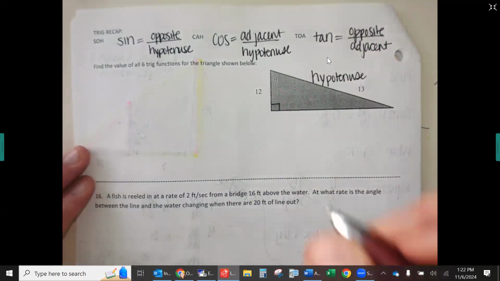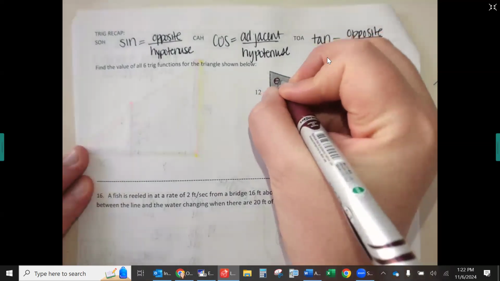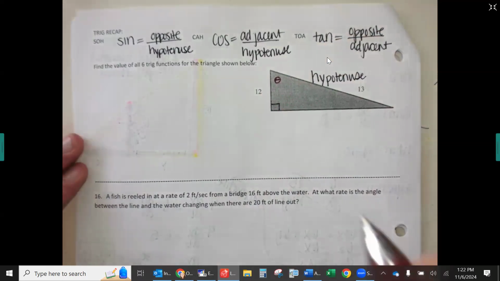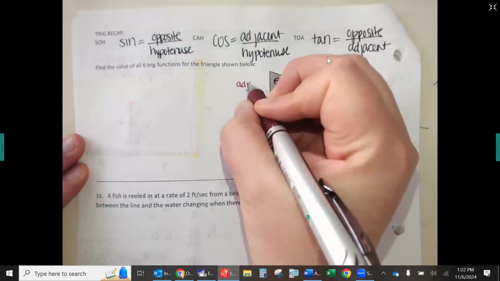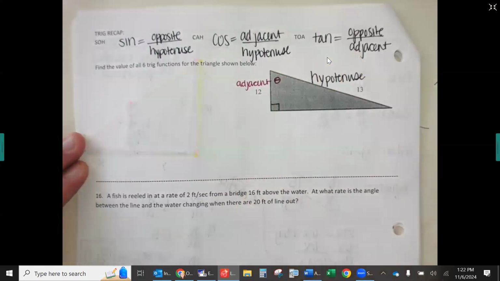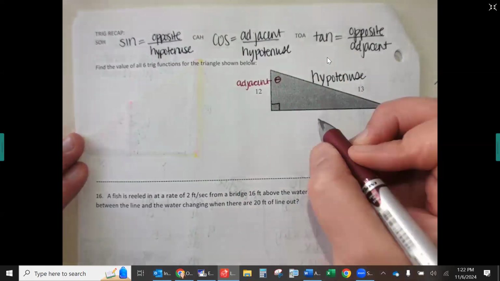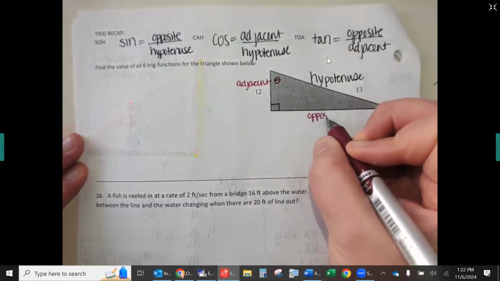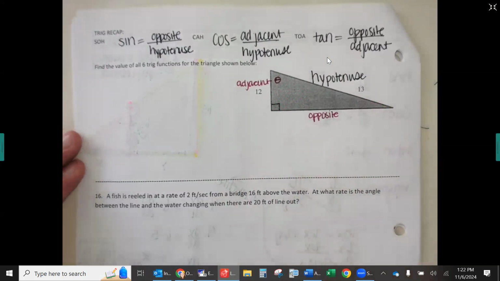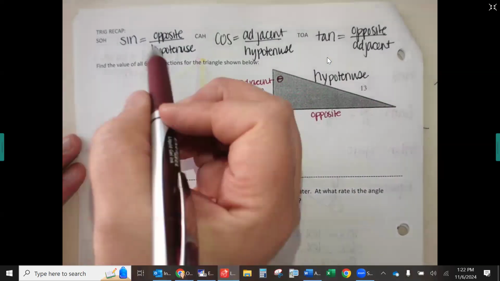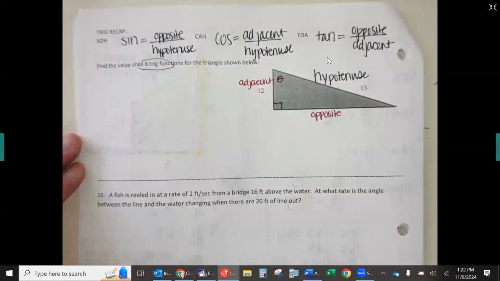So if my theta is here, where it's drawn in, will 12 be the adjacent or the opposite leg? This is the adjacent leg. Adjacent means touching, so it would be touching where the theta is, which means this side is your opposite leg. From there, I want you to write all 6 trig functions. You should have done a whole unit on this in pre-calc.